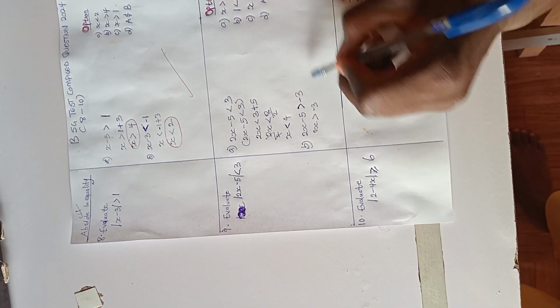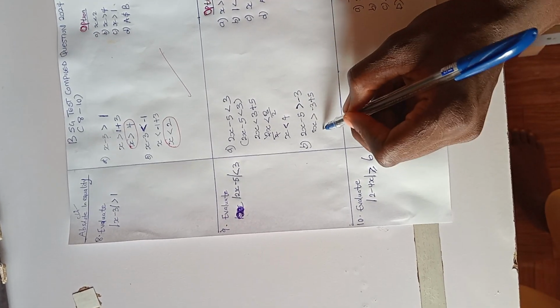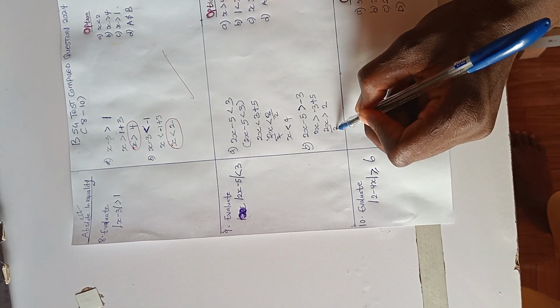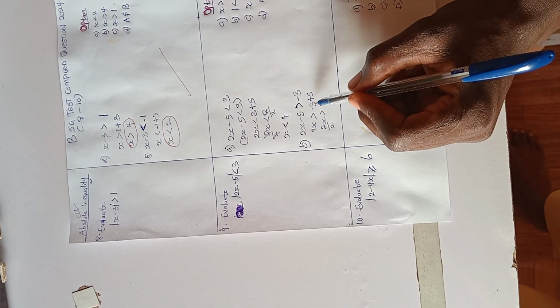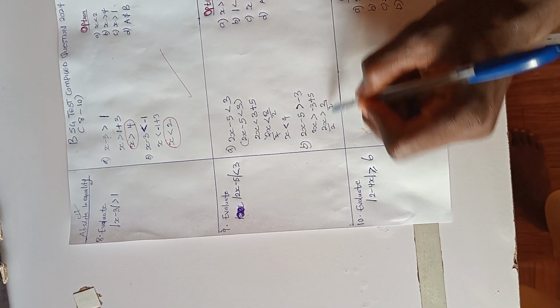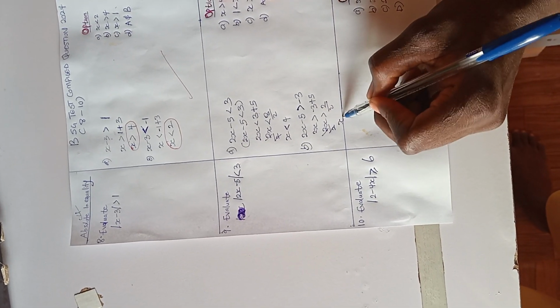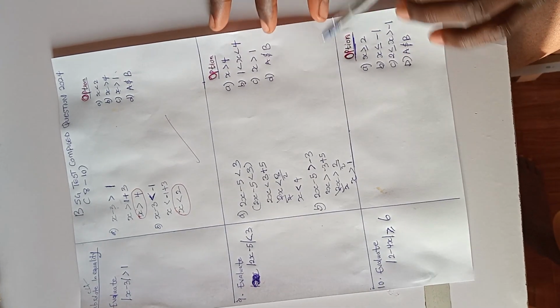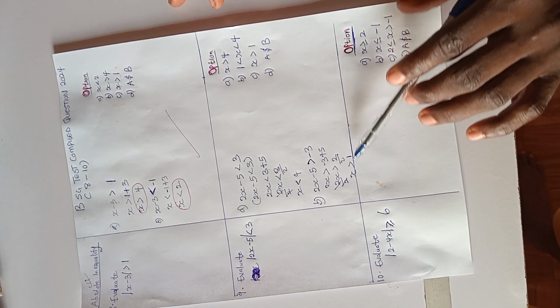When you carry minus 5, it's going to turn to plus, and then we now have 2x greater than minus 3 plus 5, which is 2. Divide both sides by 2 and cancel. So x is greater than 1. So these are our two results: either x is less than 4 or x is greater than 1.